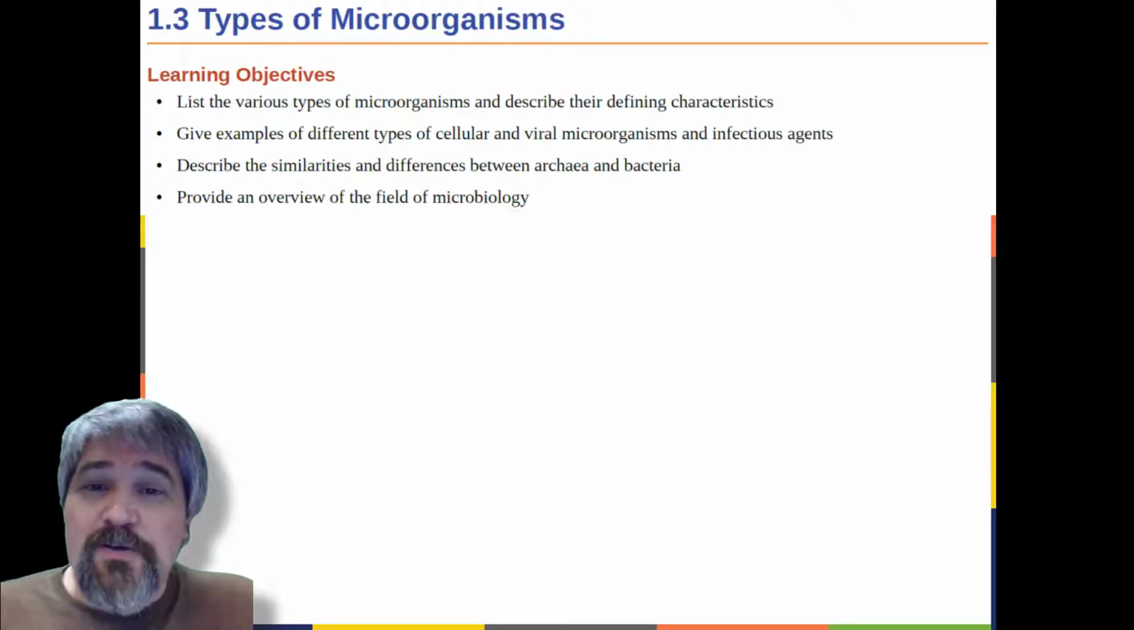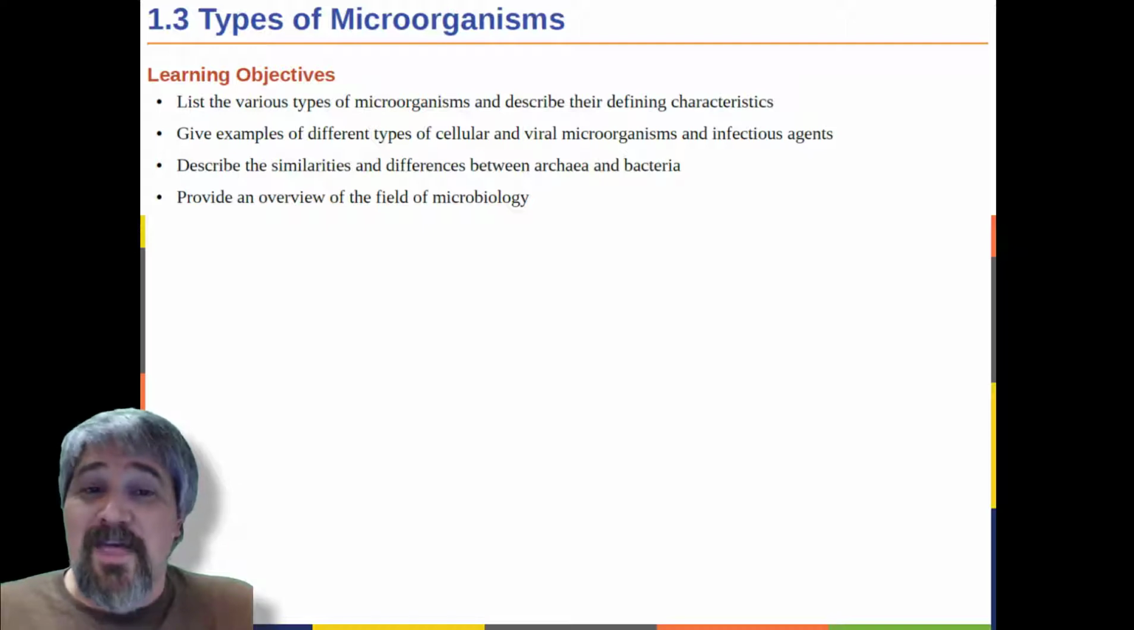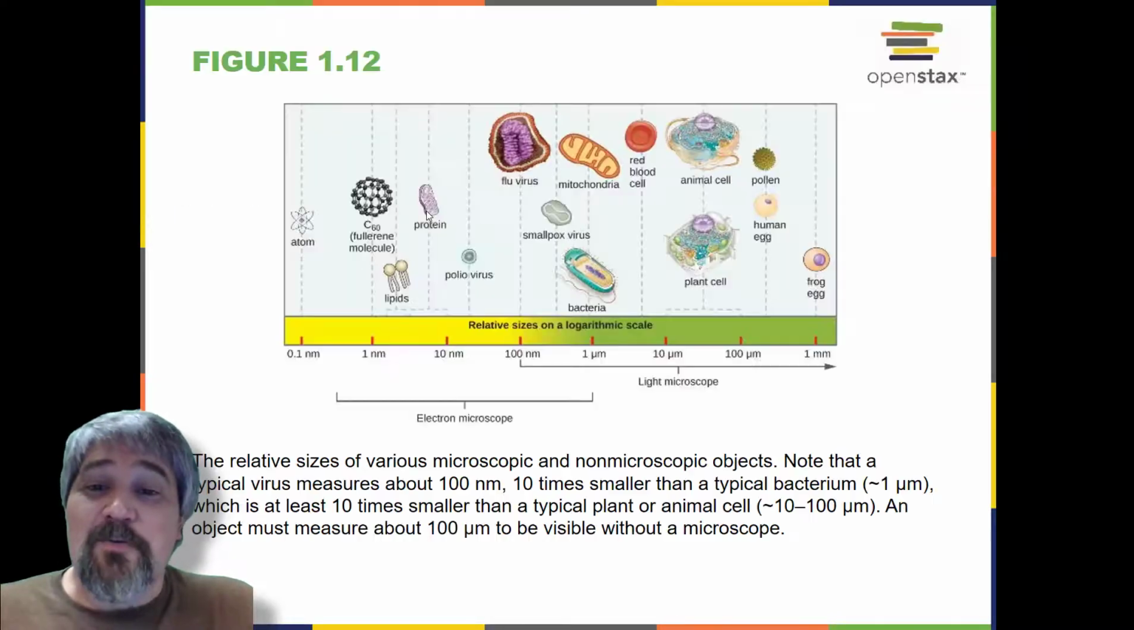Most microbes are unicellular and small enough that they require artificial magnification to be seen. However, there are some unicellular microbes that are visible to the naked eye, and some multicellular organisms that are microscopic. An object must measure about 100 micrometers to be visible without a microscope, but most microorganisms are many times smaller than that. For some perspective, consider that a typical animal cell measures roughly 10 micrometers across, but is still microscopic.